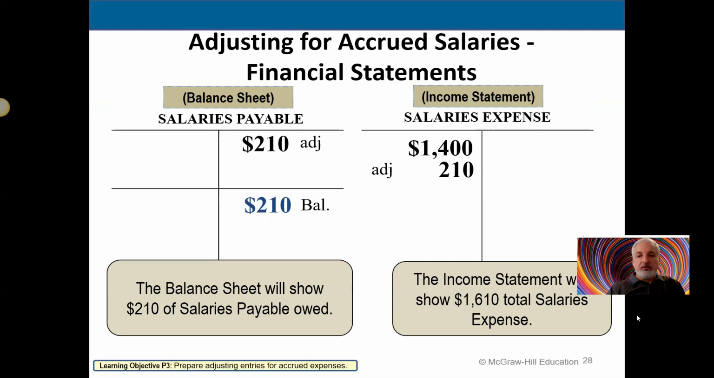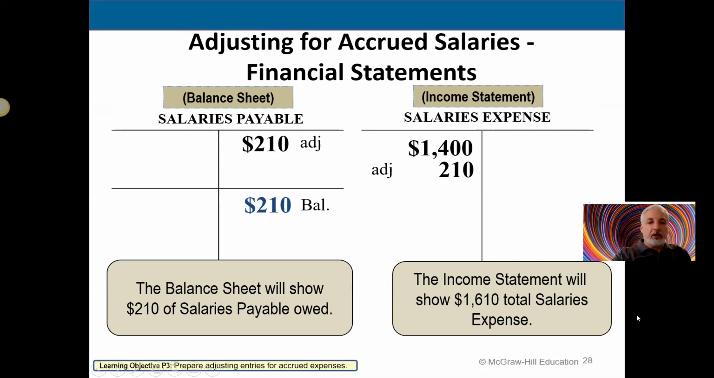Hopefully that's making sense so far. If you have questions as we go, let me know. All right, so our balance of salary expense includes the $210. We had $1,400 until December 31, but we had that adjusting journal entry that we made December 31.